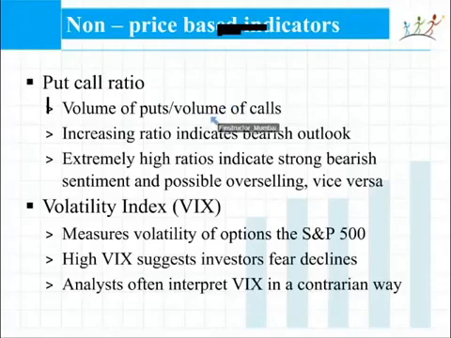So if the ratio is low, that means the volume of calls is high and the volume of puts is low. So it indicates a bullish outlook. Now analysts, technical analysts, can use these ratios as trend indicators, or they can use them as contraindicators as well. So sometimes people think that an extremely high ratio indicates a strong bearish sentiment and possible overselling. So the put call ratio can also be used as a contraindicator.